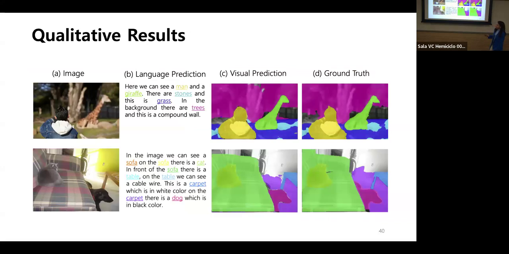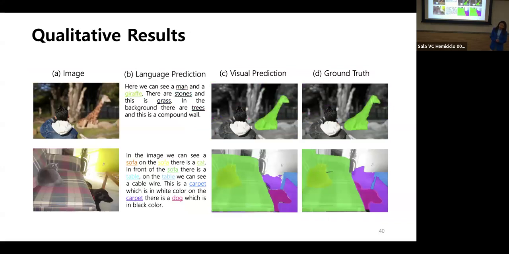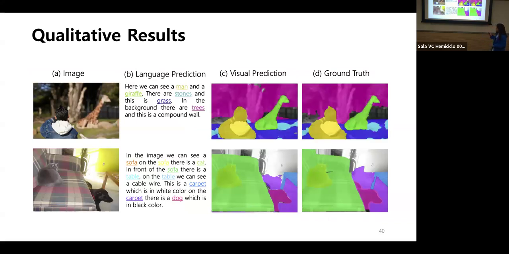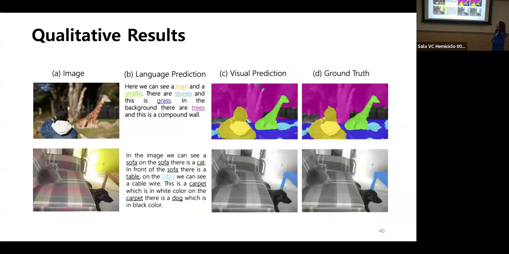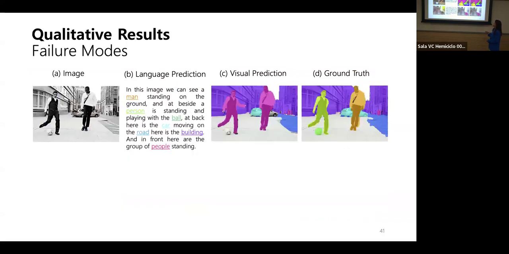These are some qualitative results that demonstrate the accuracy of our method. Additionally, we can see that there are some segmentation errors, one of which we highlight here. So, this is more like a diagnostic example because here we can illustrate all the failure modes of our method.